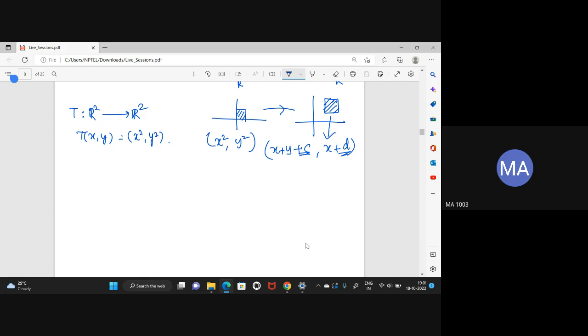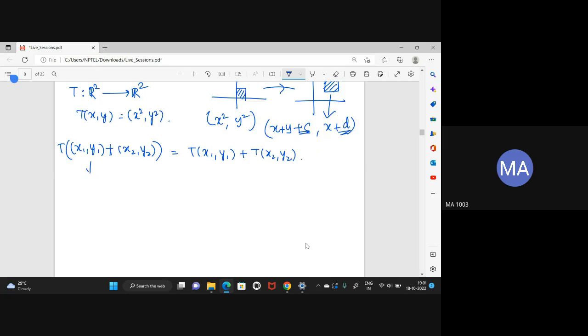We have to take two elements, ma'am, and then perform addition. Right. So you take two elements, x1, y1 and x2, y2, and then you see what happens to T of this. If you get T of x1, y1 plus T of x2, y2 equal to this, then it is closed, and it is a linear transformation. Otherwise it is not a linear transformation. What is T of x1, y1 plus x2, y2? x1 square, y1 x1 square.